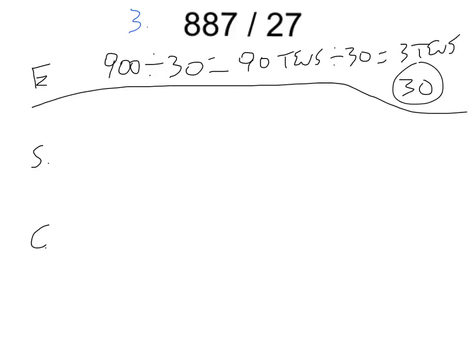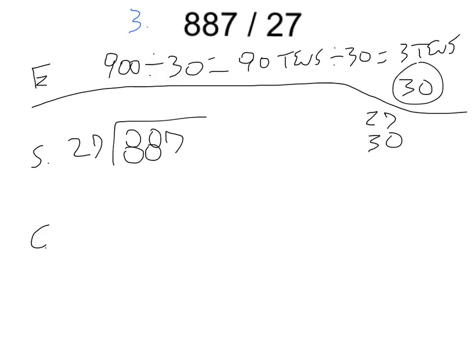Alright, so let's go ahead and work on solving it again. If you're working along with this, which I know you are, pause, try and solve this yourself before you check the solution. Alright, I'm going to go ahead and write 887 divided by 27. Now I can go ahead and start checking. I know I should be able to get 30 groups of 27, so let's go ahead and check that out. So we have 30 groups of 27.